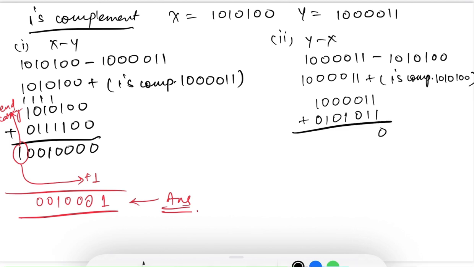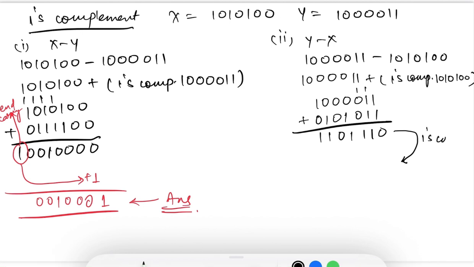1 plus 1 is 0, carry 1. 1 plus 1 plus 1 is 1, carry 1. 1, 1, 0, 1, 1. Is there any end-around carry? No, there is no end-around carry. That means the answer is negative and in its complemented form.